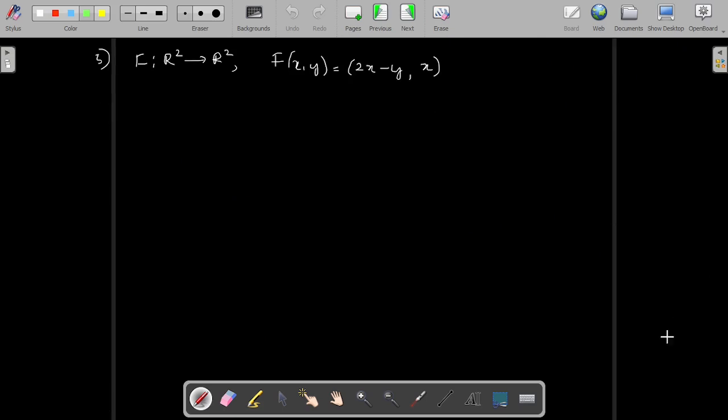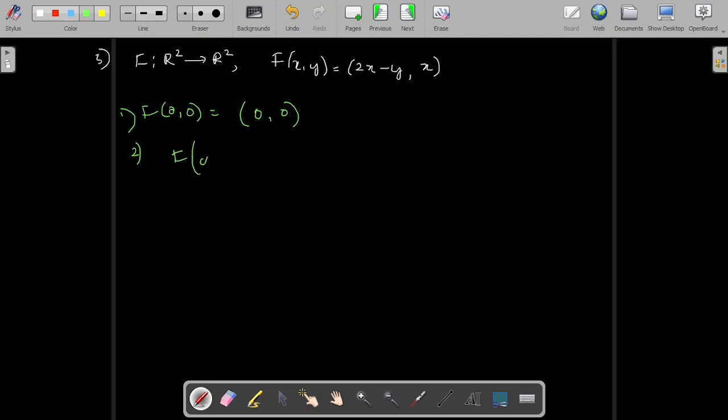Next problem, f from R square to R square. This is the given transformation. Check, is the 0 vector getting mapped to 0? So that goes to (0, 0). This is true. Next, the second condition, is it preserving the scalar multiplication and vector addition?